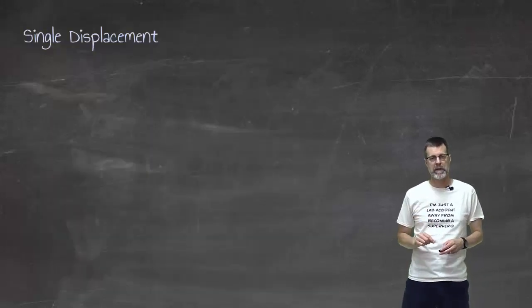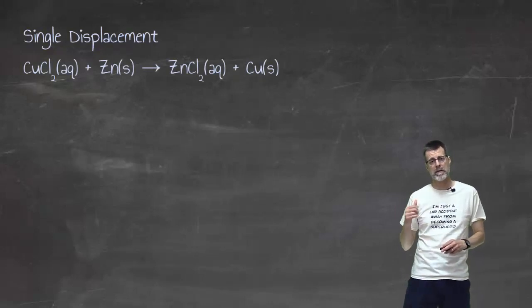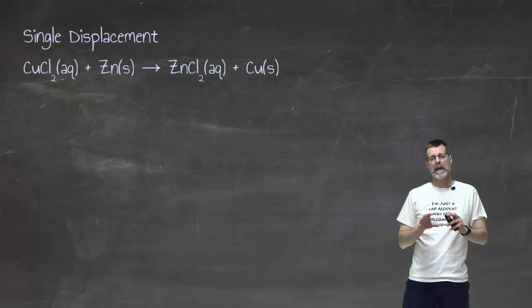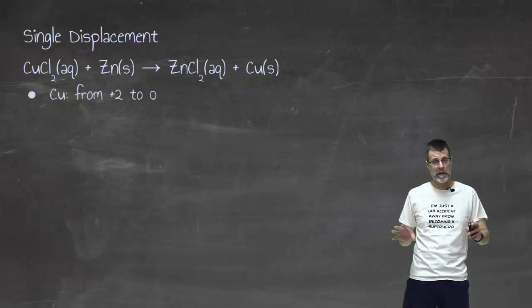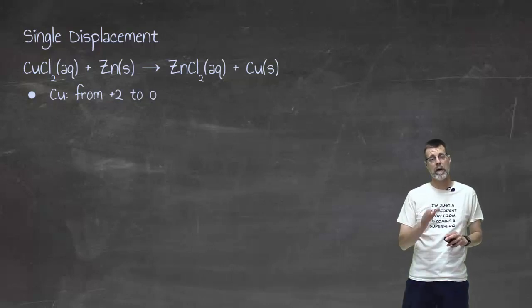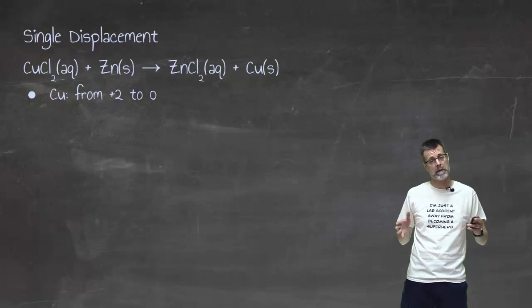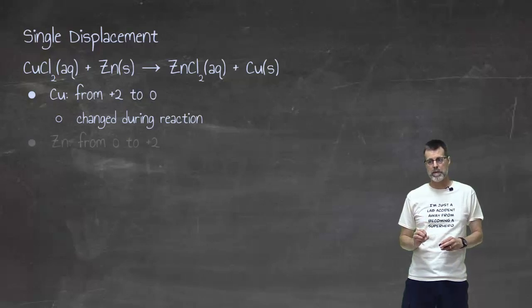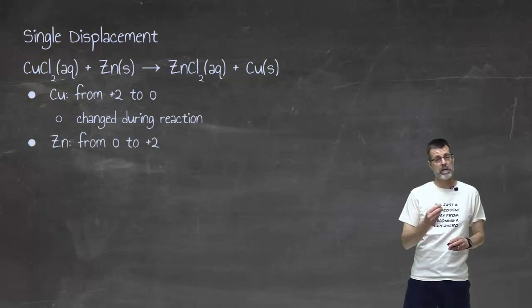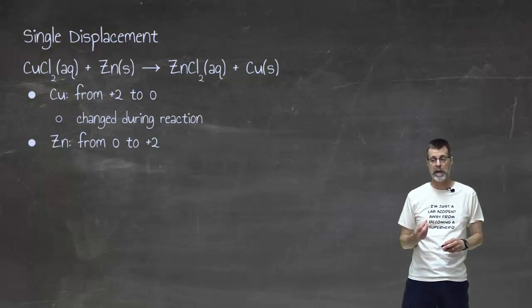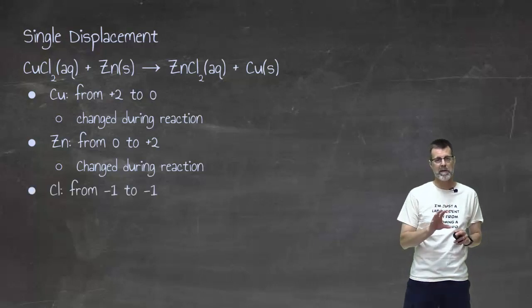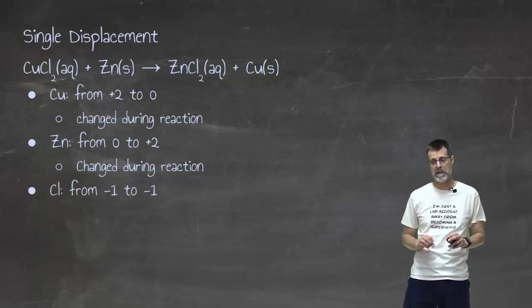Okay, trying a different kind of reaction, in this case a single displacement reaction. If I look at this one, so I've got copper(II) chloride with zinc reacting to form zinc chloride and copper. If I break it down and look at each element, each type of atom, copper starts out in an ionic compound as a +2 and becomes a neutral atom on the product side. That has undergone a change. Zinc, likewise, starts out as a neutral atom and finishes up in an ionic compound, so it has also undergone a change during that reaction. But chlorine starts out in an ionic compound and finishes in an ionic compound where its charge has not changed.